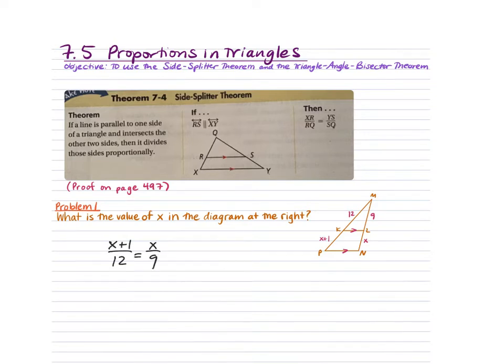Just be careful. I started with x plus 1, and what's across from it is x, so you start with x; you're not going to do 9 over x. So this over this equals this over this, or you can flip it, but make sure these are lined up and these are lined up.